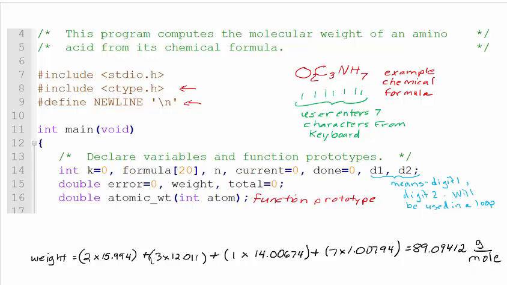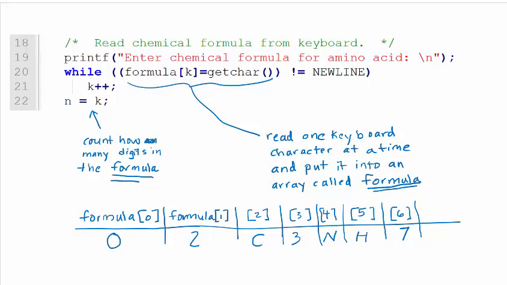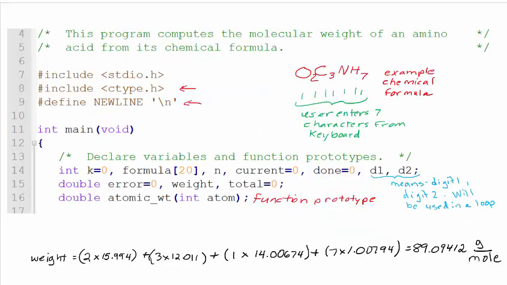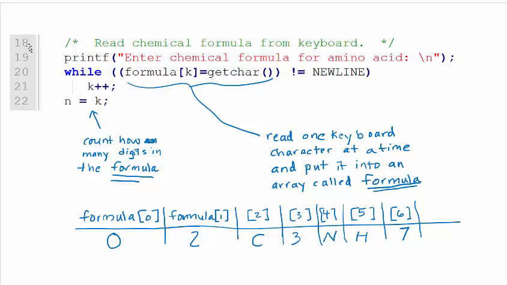So let's look at another part of the program. The next part of the program. So there was my function headers. There's my declarations. I'm at line 17 now. So continuing on, here's line 18, 19 through 22 of the program, which is how to read the chemical formula from the keyboard. And I actually like what this example shows.